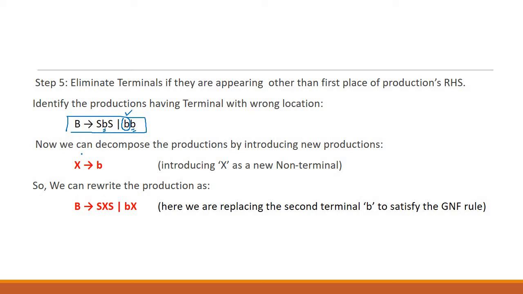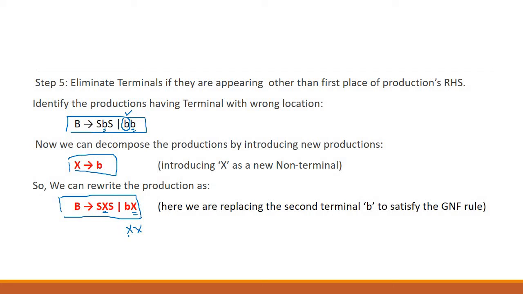So what we need to do, we need to eliminate this B with the help of some non-terminal. So we are producing a new production, that is X produces B, so we can remove this B with the help of X. So after rewriting the production, we can say that SXS is the new production instead of SBS, so the B has been replaced with X. Similarly, here we are replacing the second B, not the first B, just to keep the production in GNF format.